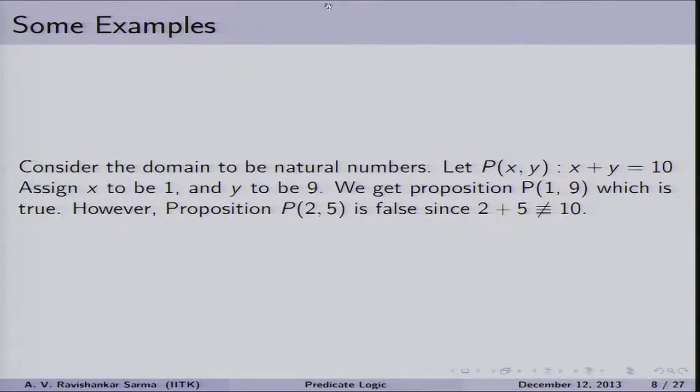Now take another pair of values, 2 and 5. 2 and 5 add up to 7, which is not equal to 10. That means P(2, 5) doesn't satisfy this formula; with the values 2 and 5, P(x, y), x plus y is equal to 10, is not satisfied. In that sense, it is false. If you take 5 plus 5, then of course that is going to be true.